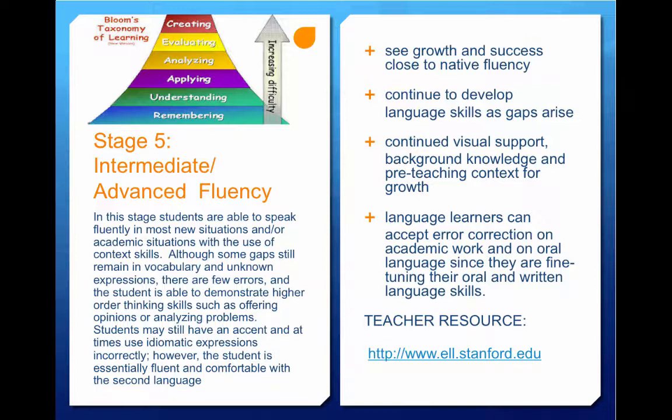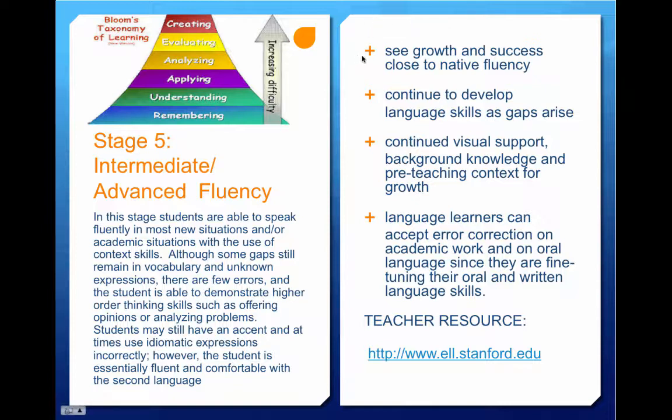They are using context skills. They will still have some gaps in vocabulary, some unknown expressions, and idioms will still sometimes get to them. There are a few errors, and the student is able to demonstrate correction at this point. Students can fix those errors. They can error repair. Students may still have an accent. At times they can use those idiomatic expressions incorrectly, but the student is essentially fluent and comfortable in the second language. It's when we start to let go.